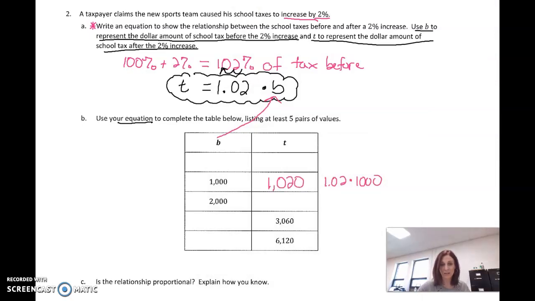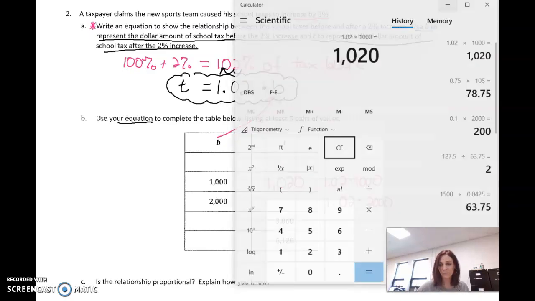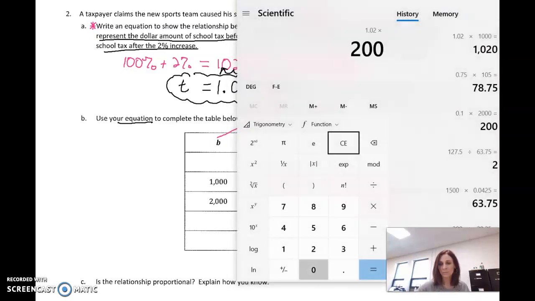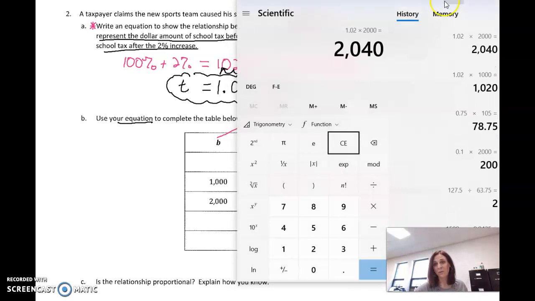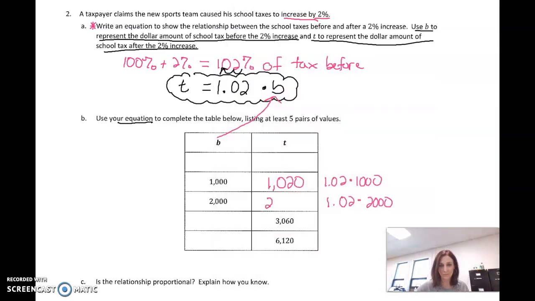Do the same thing for 2,000. Take 2,000 and plug it in for B, so I get 1.02 times 2,000, and we get 2,040, because our T here is dependent on our B values.